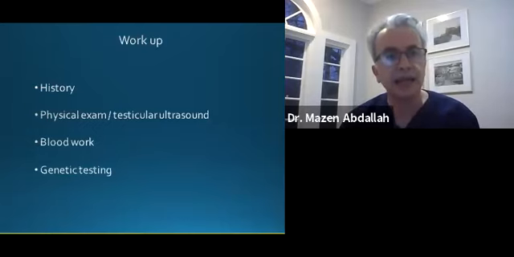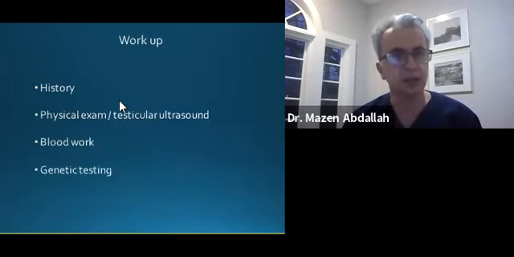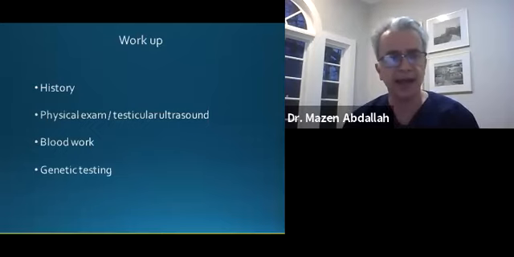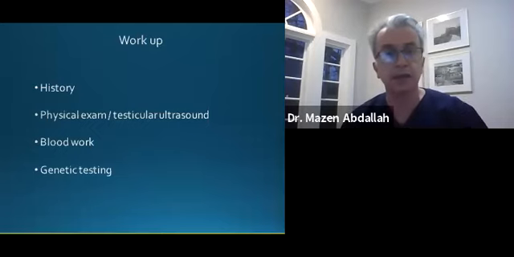We'll ask whether there is any family history of infertility due to male factor, especially in siblings or in the father. We'll also ask about history of any surgeries, whether they had any hernias. Sometimes during a hernia surgery, inadvertently, they may cut or interrupt the vas deferens.